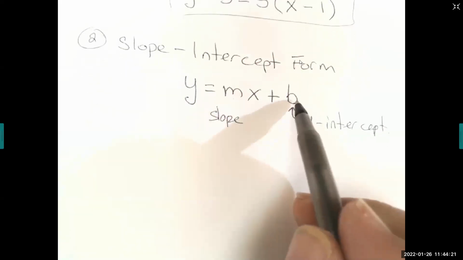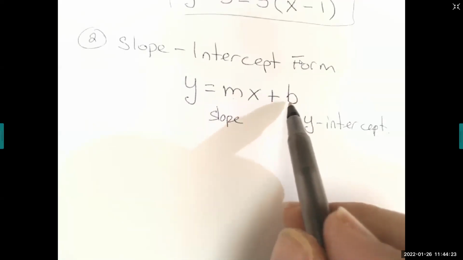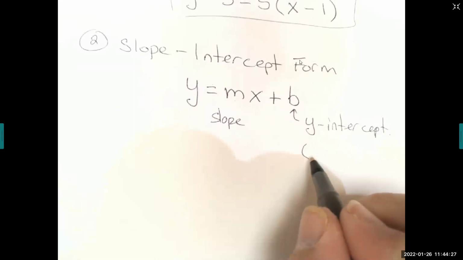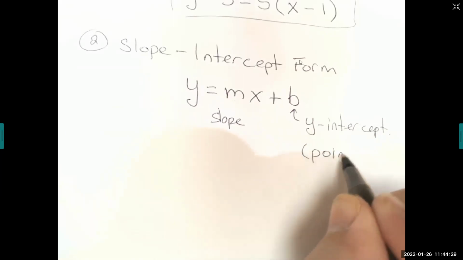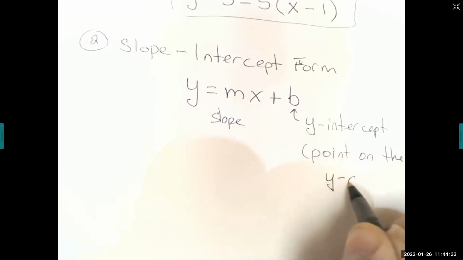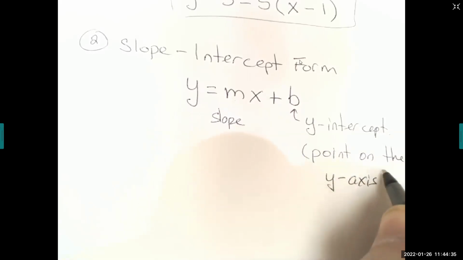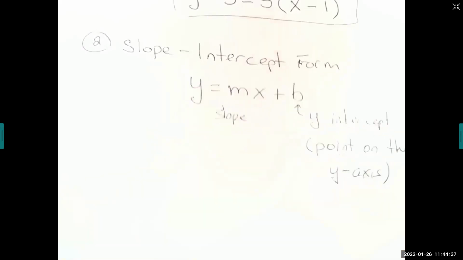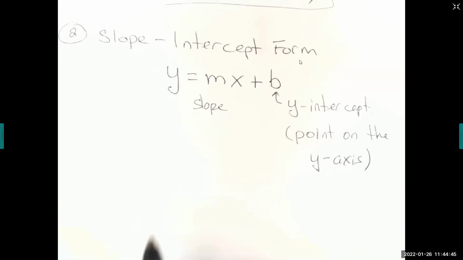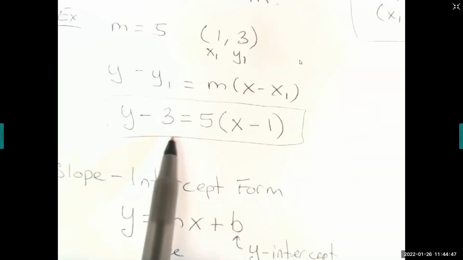So the b value, the constant of your equation, is a point on the y-axis. That's the y-intercept, a specific point on the y-axis. How do we find this? Well, let's begin from this one.